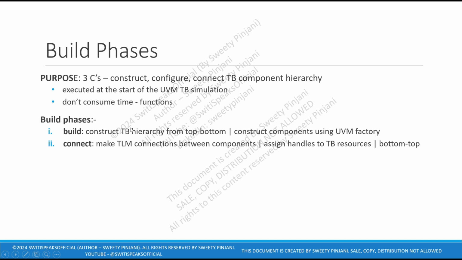Then we do connect. Build has happened. Now the components need to interact with each other. How will they interact? By connecting them. We call them TLM connections. We establish these connections between the components, and we also assign some handles to test bench resources. What are these resources? We are going to learn in detail. Don't worry about this. Even how to make these connections, we are going to learn in the upcoming lectures. For now, just remember, in the connect phase, we establish the connections between your components, and we assign handles to your test bench resources.